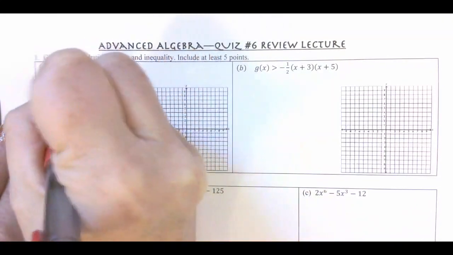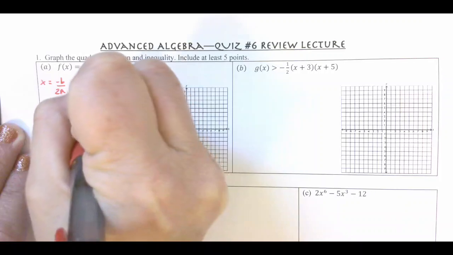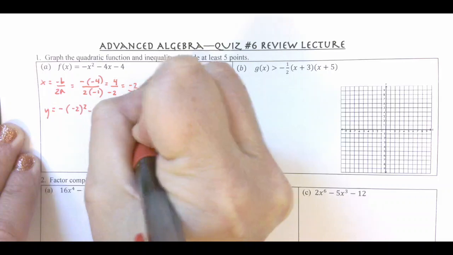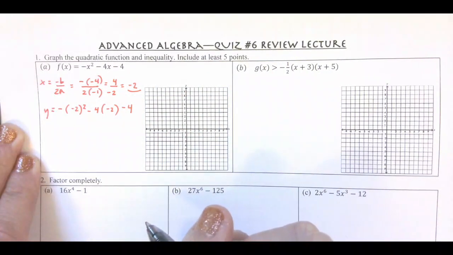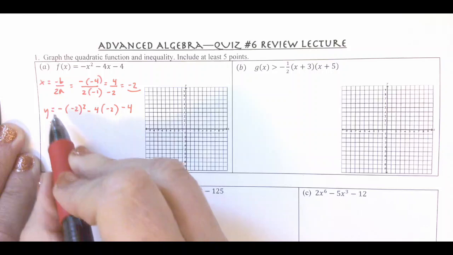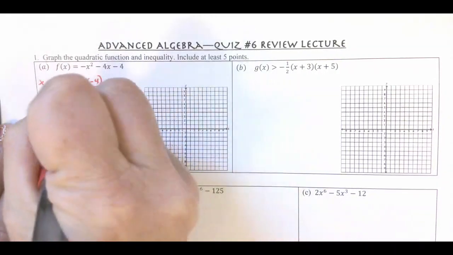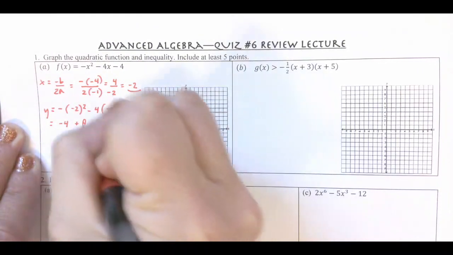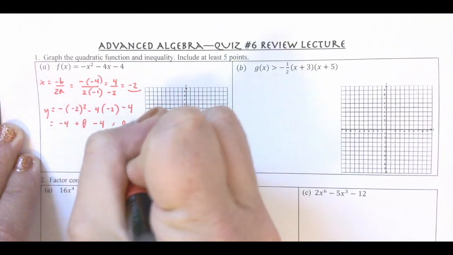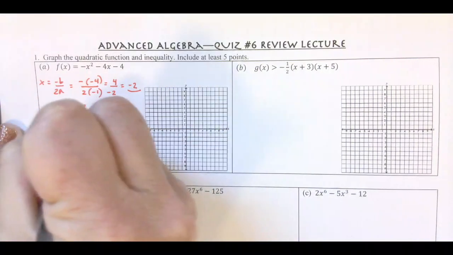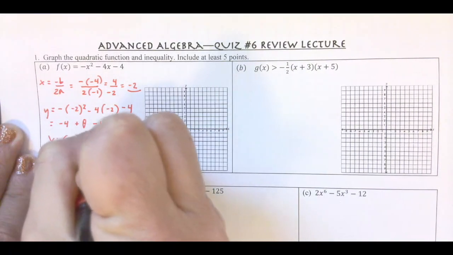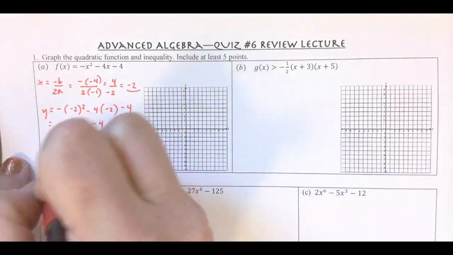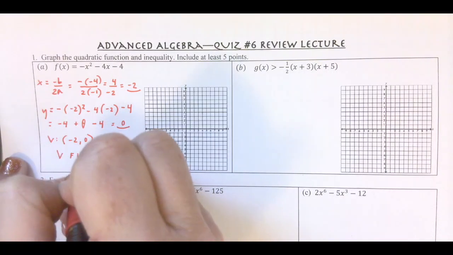So y equals negative 1 times negative 2 squared minus 4 times negative 2 minus 4. So following my order of operations, a negative 1 times 4 is negative 4 plus 8 minus 4 goes to 0. So my vertex is at negative 2, 0. And since I see a negative 1 out in front, there's also a vertical flip.